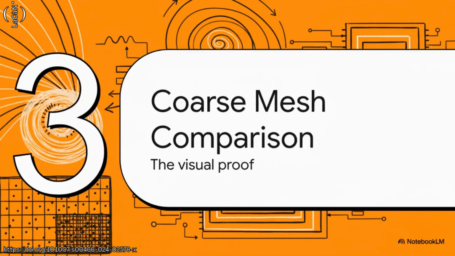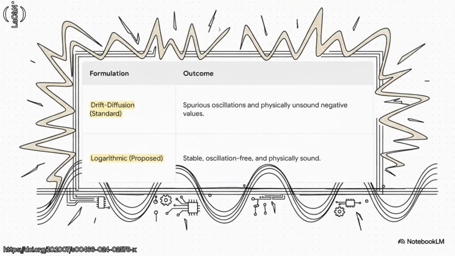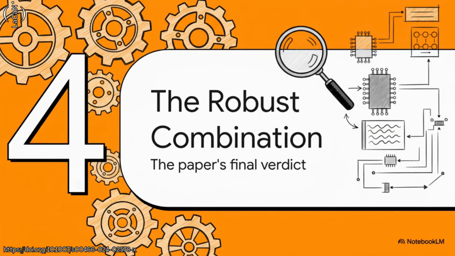So, how does this actually stack up in practice? Well, let's look at the results on a coarse mesh, because the difference is pretty dramatic. And here it is. This just illustrates the payoff perfectly. On the exact same coarse mesh, you can see the standard method is a complete mess. It just fails. But the logarithmic formulation, it's clean, it's stable, and it gives a solution that actually makes physical sense.